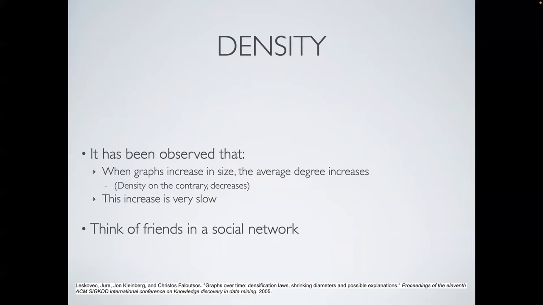It has also been observed that when a network is growing, when it increases in size, then the average degree tends to grow, and the density tends to decrease, because the growth of the average degree is not proportional to the number of nodes which are added to the network. And you can understand this quite intuitively if you think about a social network. So something like Twitter or Facebook, your favorite one.